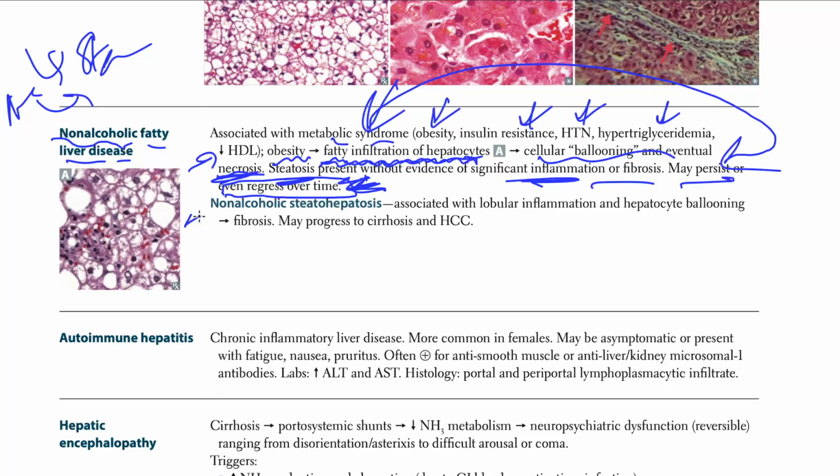Now let's talk about non-alcoholic steatohepatitis. This is sort of a lobular inflammation. Now this guy didn't have any inflammation, but here you have inflammation and hepatocyte ballooning, which leads to fibrosis, and may progress to cirrhosis and HCC. Okay.